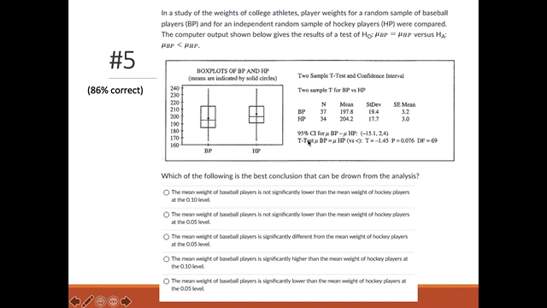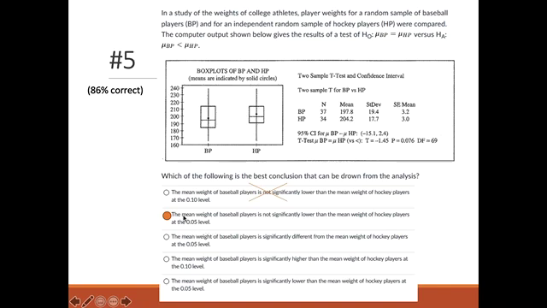And notice that we should really ignore the confidence interval here. Clearly, we are interested in the results of the test because all of the answers are giving us a level of significance. So we're looking at the test, not the confidence interval. So understand, the first answer is wrong. The mean weight of baseball players is not significantly lower than the mean weight of hockey players at the 10% level. Well, if that's our level of significance, it is significantly lower because our p-value is less than 10%.